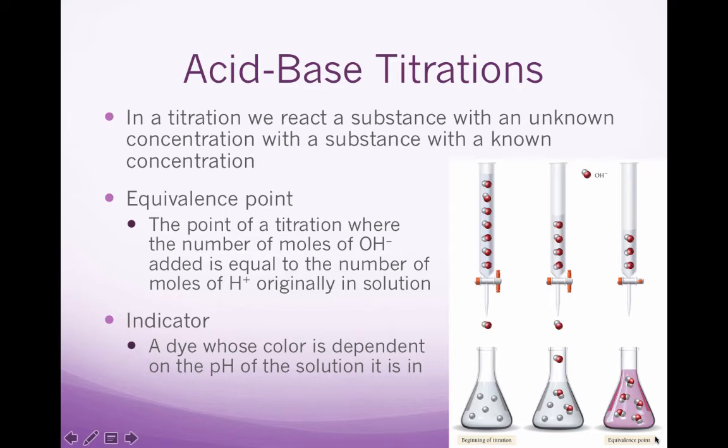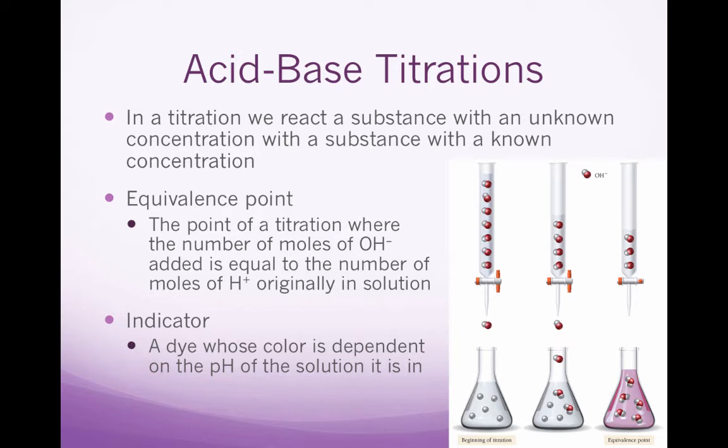So the equivalence point is the point of a titration where the number of moles of hydroxide ions added from the burette is equal to the number of moles of H+ originally in solution. So again, we know exactly the concentration of this base solution, and we know exactly the volume we added, so we can figure out how many moles we have, right? Because concentration is moles per liter, and we know how many liters we added, we can multiply them together to get moles. And at the equivalence point, the moles of the base are equal to the moles of the acid in our unknown.